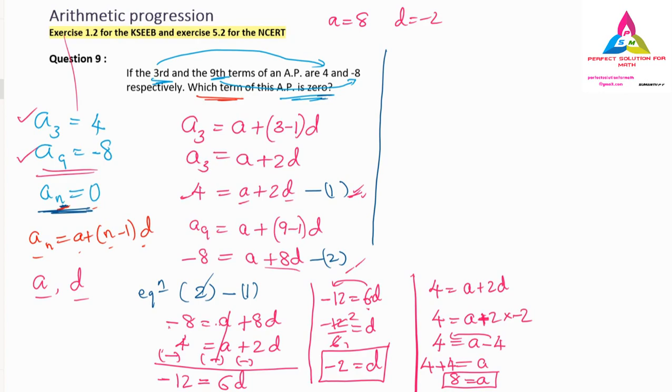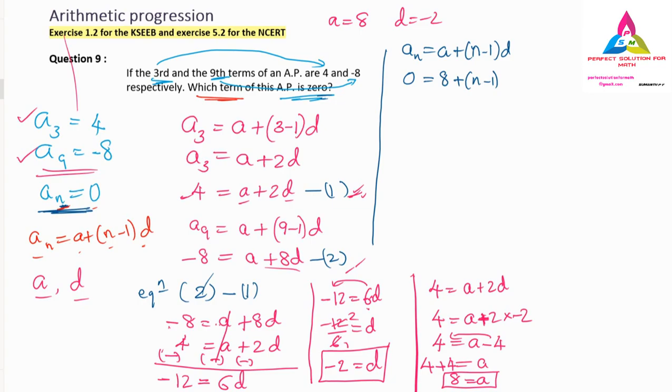So we have to substitute into the an formula. an is equal to a plus n minus 1 into d. So next, what do we have to do? The an value is already given, that is 0. Which term is this 0? It is the nth term, that is what we have to find. So 0 is equal to a, already found 8, plus n, which we have to find, so n as it is, minus 1 as it is, and d value is nothing but minus 2.